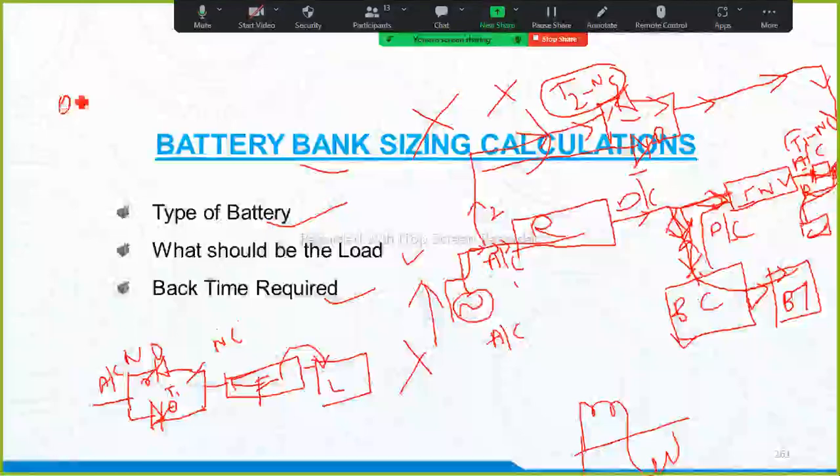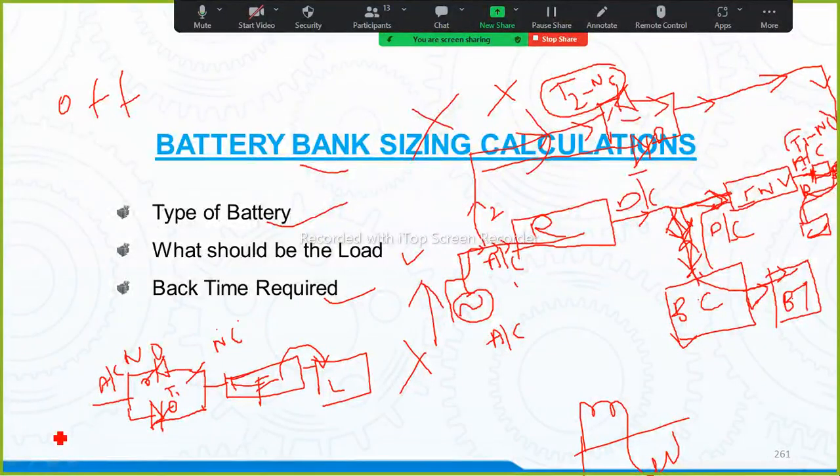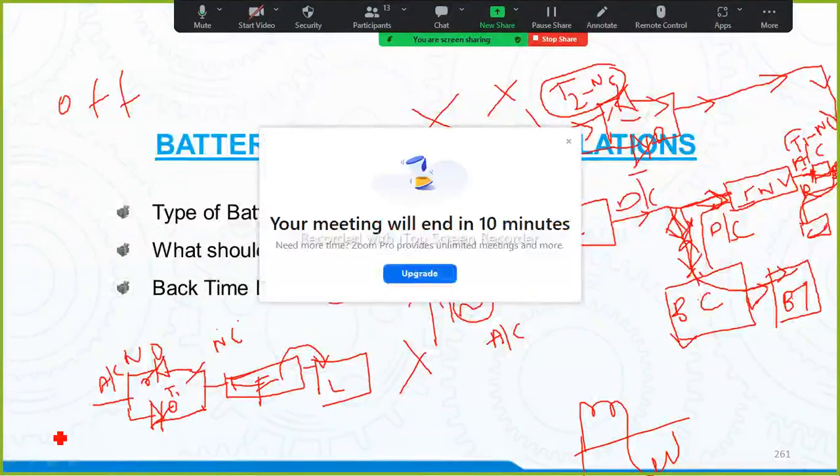Why? Because in this offline UPS there is a problem. What is the problem, guys, in this UPS? The problem is whenever a power cut happens, the relay will sense the power cut and make the T1 from NO to NC. During that there is a small interruption of power.